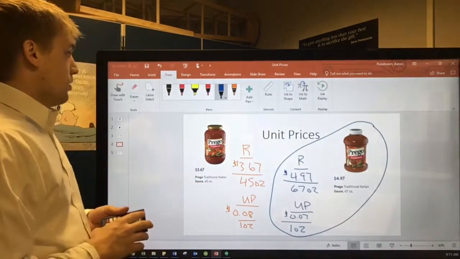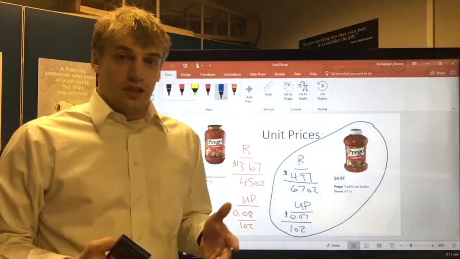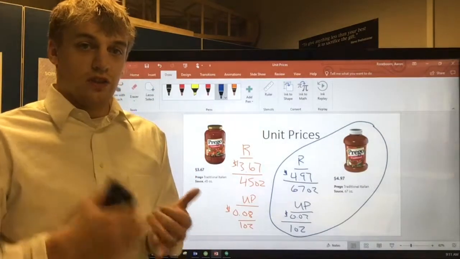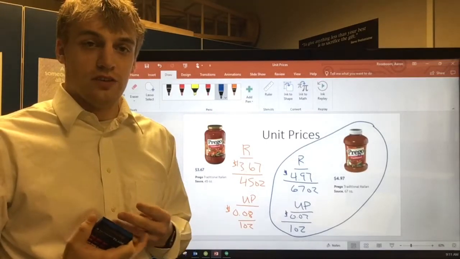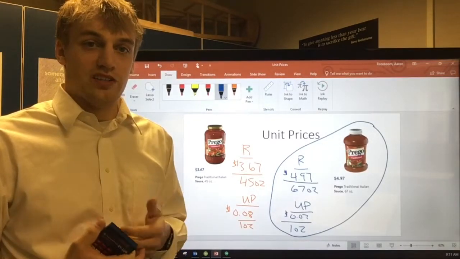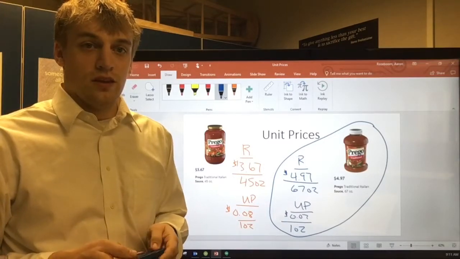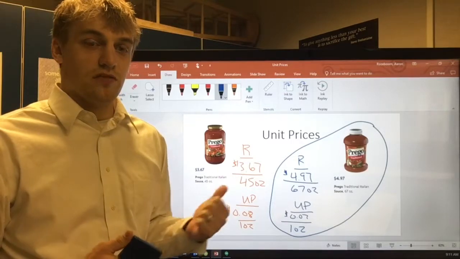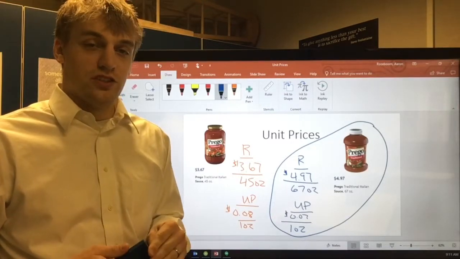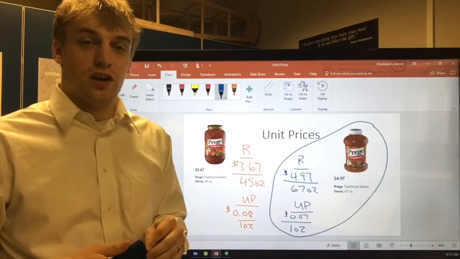When you're doing these, just make sure that you write the rate, the unit price, and then circle which one's cheaper if that's what you're asked to do, or use the unit price to figure out the solution. If you have questions, please let me know. Otherwise, this is a good video to remind you how to use rates to figure out unit prices.